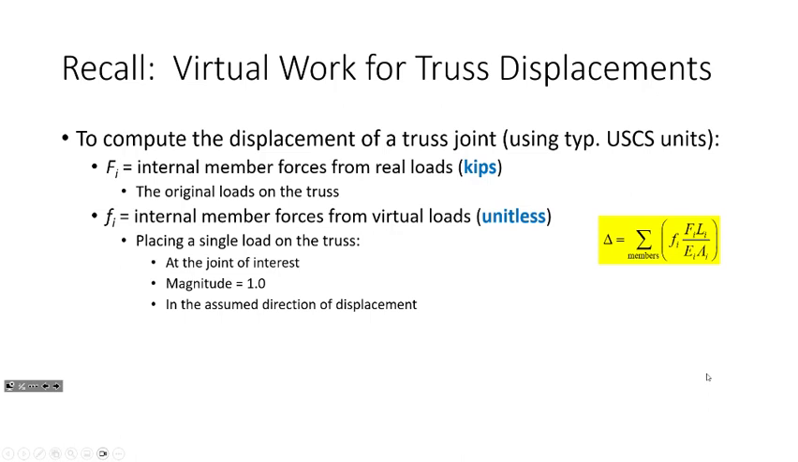We remove all of our original loads from the structure, and we place a single unit load at the point of interest with a magnitude of 1 in the assumed direction of the displacement. So if we get a positive answer, that means our assumption was correct. If we get a negative answer, it just means it's deflecting in the opposite direction, okay?